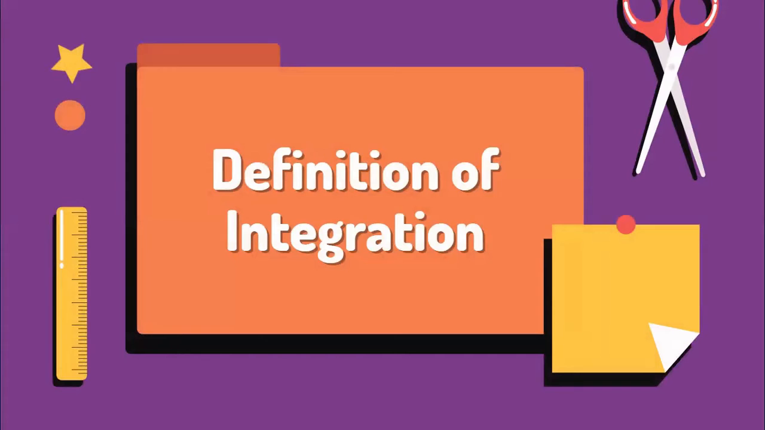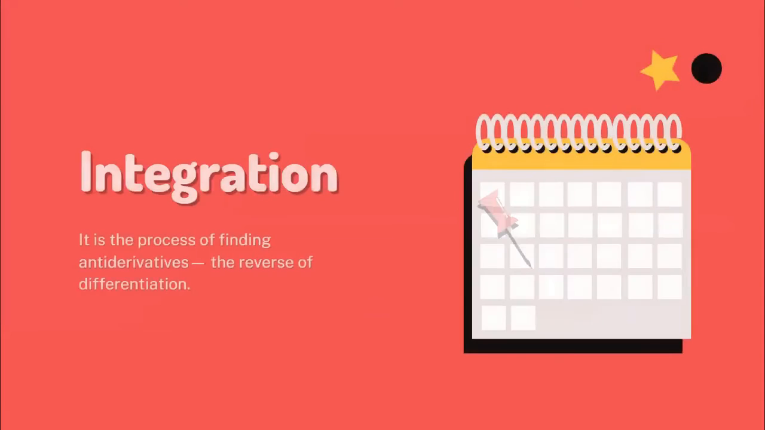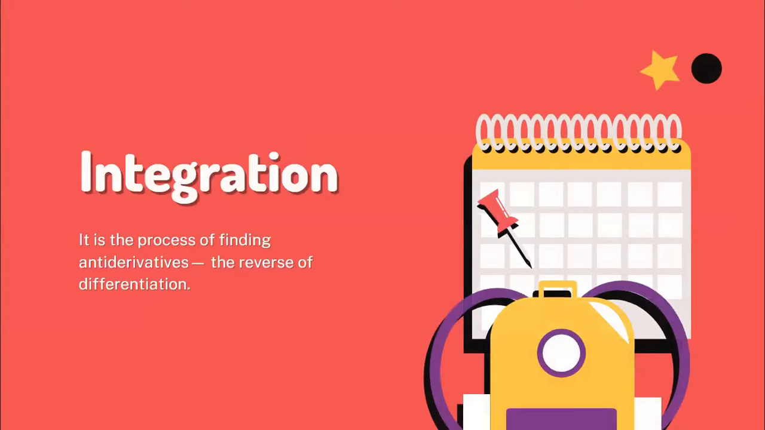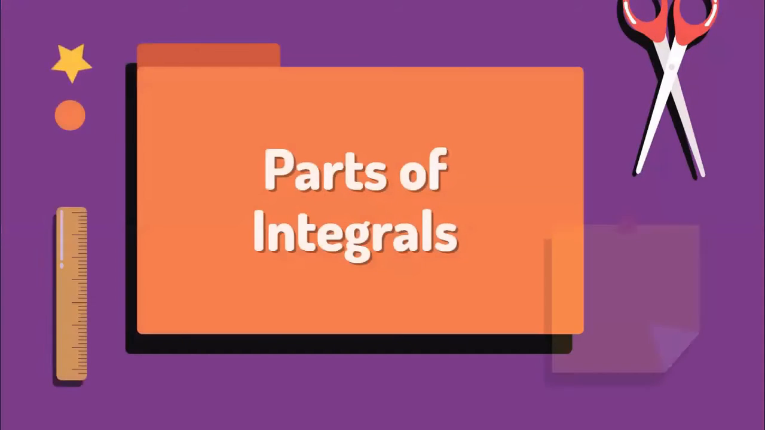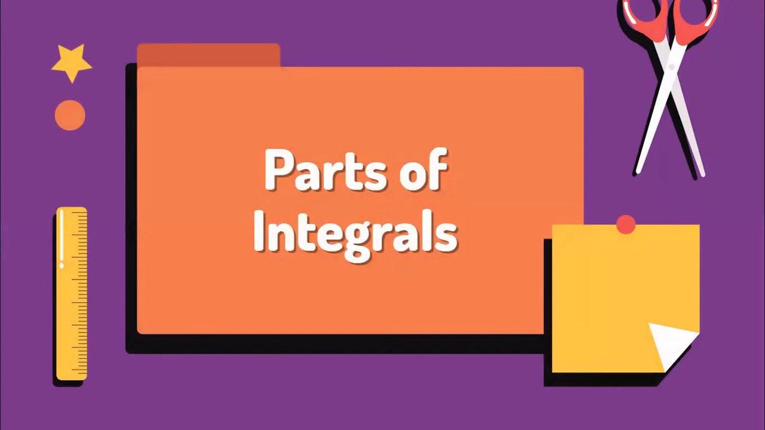First and foremost, what is integration? Integration is the process of finding antiderivatives, which is basically the reverse of differentiation and its derivatives. It is composed of rules, which we will be tackling later on. Now, before we further proceed, we must know about what comprises the terminology we just defined.